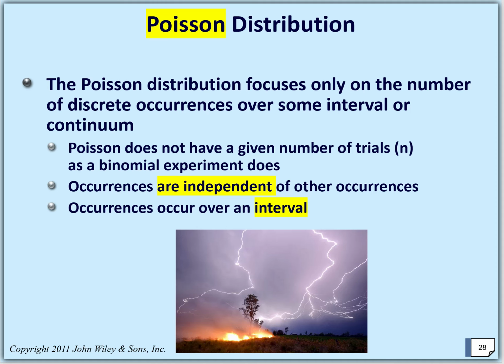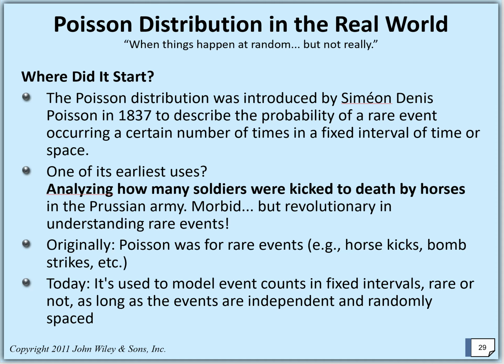So how did that start? It was actually started in 1837. It was used in 1837 by Denis Poisson to describe the probability of very rare events occurring certain number of times in fixed time intervals. And at that time, the interest was analyzing how many soldiers were kicked to death by horses in the Prussian army. So I know it's not interesting, but they were interested.